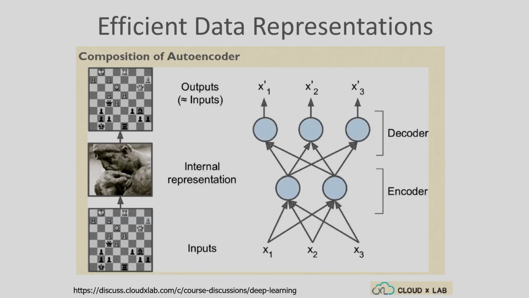Here you can see I am showing one example of efficient data representation. I am considering one input image, the chessboard. The autoencoder can create an internal representation of the input image, and after this it can reconstruct the input image. So the output image is approximately equal to the input. For this I can give one example.